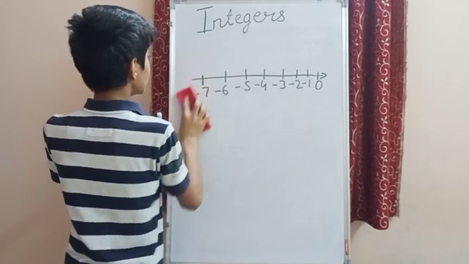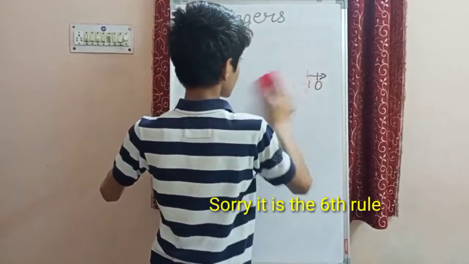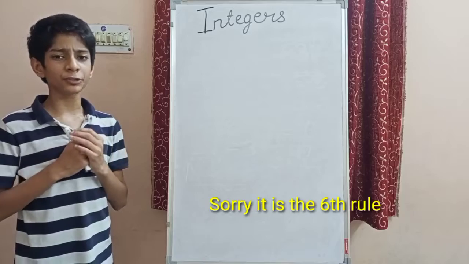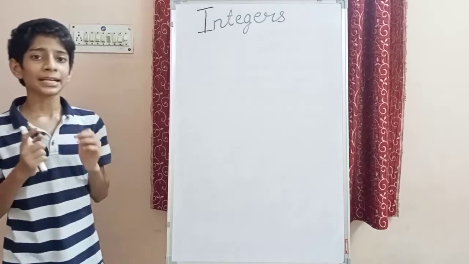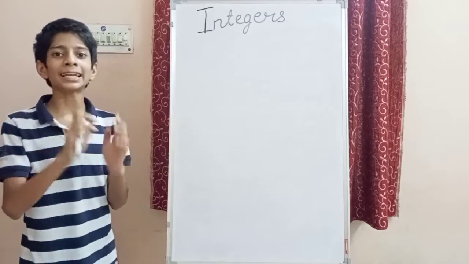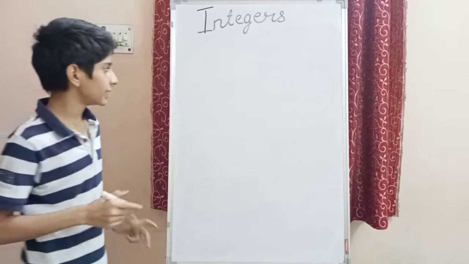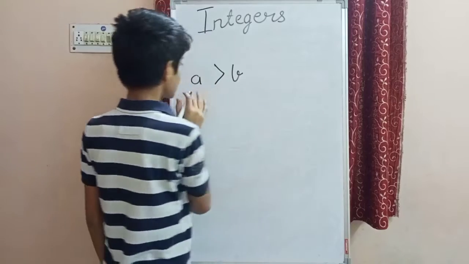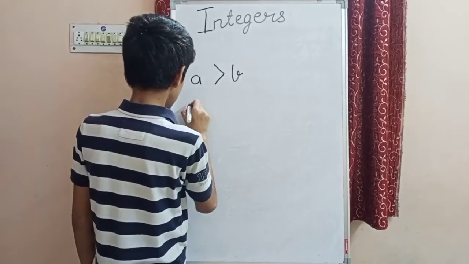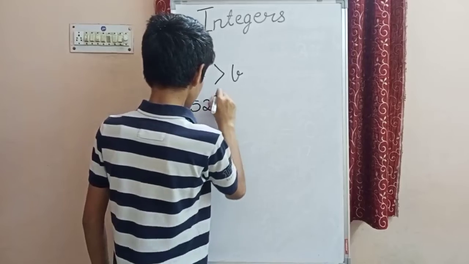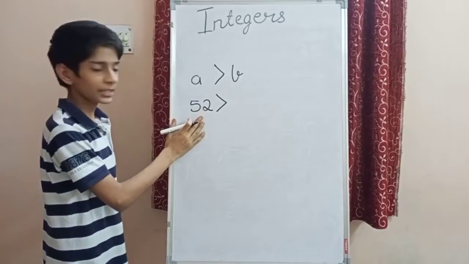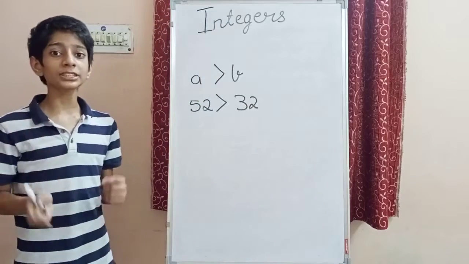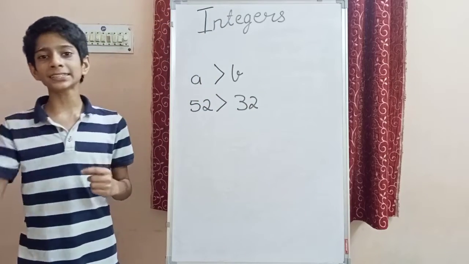Now I will tell you the fifth and the last rule. So what does the fifth rule say? The fifth rule says that the greater the number, the lesser is its opposite. It means if we take as an example A is greater than B. Let's take A and B as 52 and 32. 52 is greater than 32. So what does the fifth rule say? The greater the number, the lesser is its opposite.